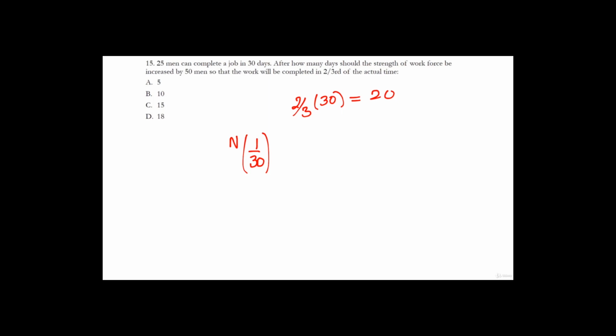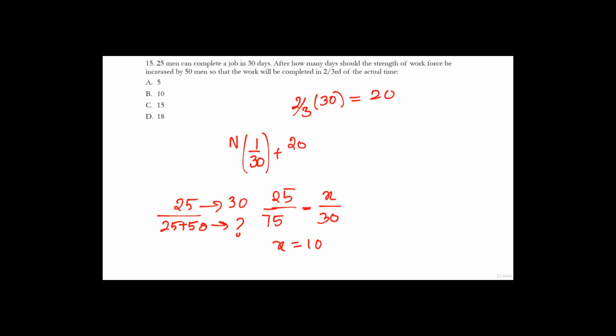Now if there are 75 men, 25 men can complete the work in 30 days. So with an additional 50, that is 25 plus 50, 75 men can complete the work in how many days? Since number of resources and time taken is inversely proportional, 25 by 75 is equal to x by 30. So in that case we get x is equal to 10. If 75 men are working, they will complete the work in just 10 days, which means their one day work is 1 by 10. So they were working for 20 minus n number of days, and their one day work is 1 by 10. So all these together gives us one complete work.